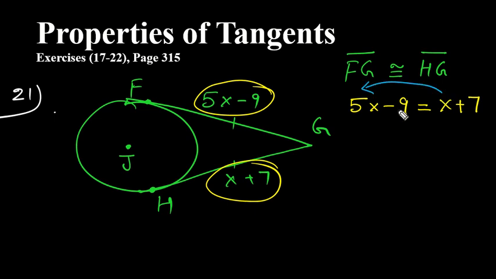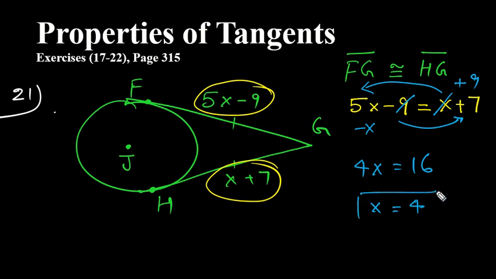Now you solve it. So this will go here, this will go here. Plus 9, remove it. Minus x, remove it. 5x minus x will give you 4x. 9 plus 7 will give you 16. Divide by 4 both sides. x is equal to 4, and that is your answer.